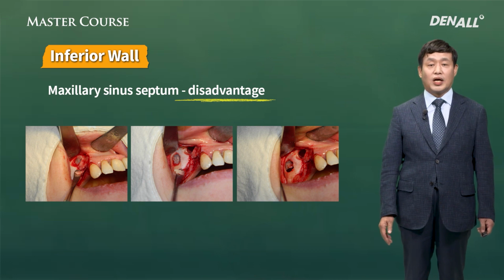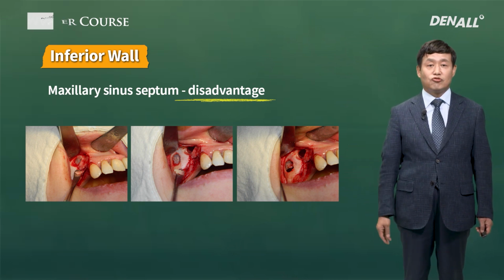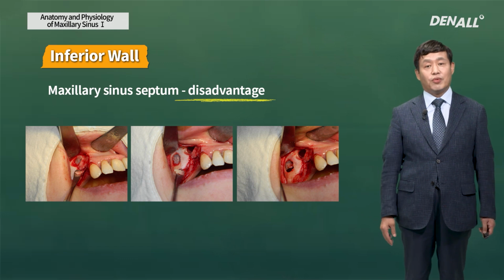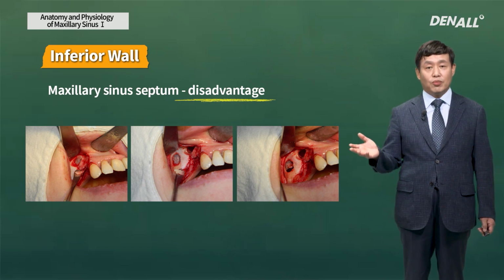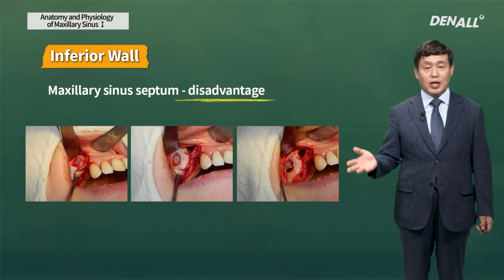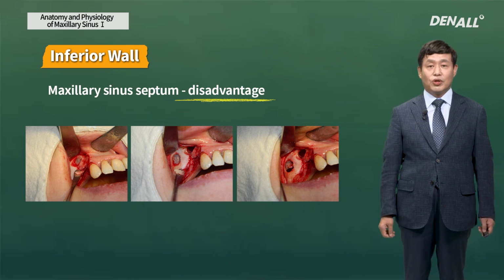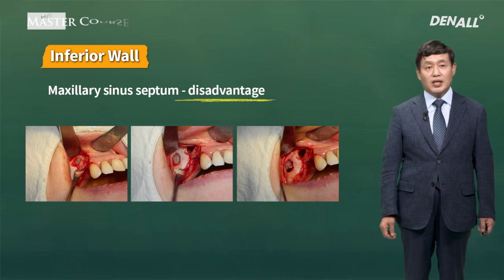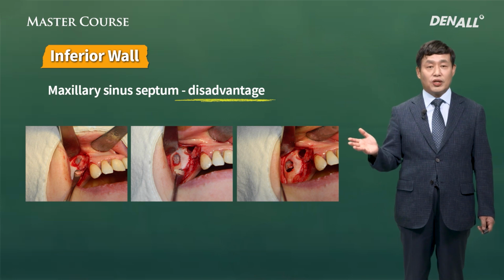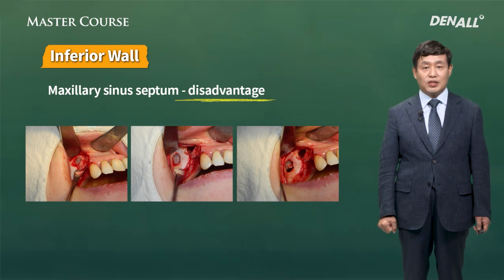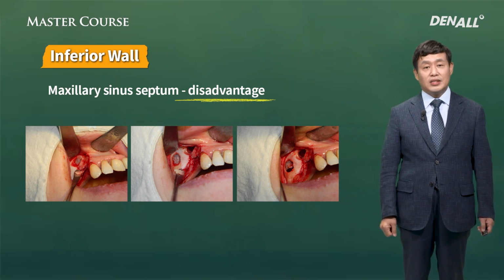The maxillary sinus mucosa is perforated. When the maxillary sinus is perforated, the surgery can be delayed, and at another opportunity, I will talk about how to repair it when the sinus membrane is perforated. When there is a septum, when you do the lateral approach, it can be a problem.